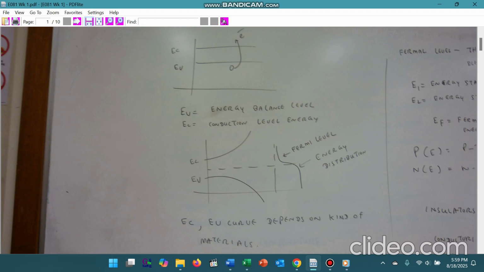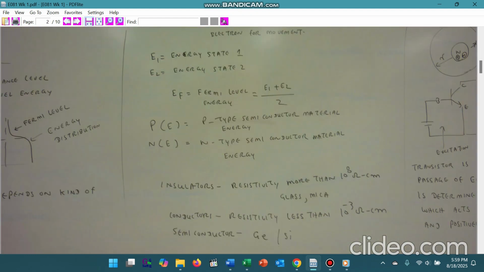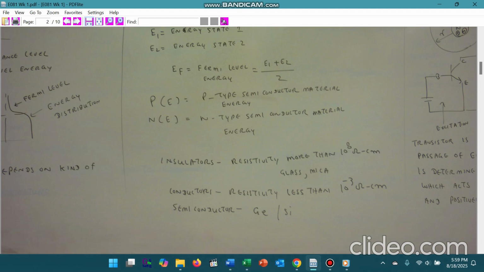This we call the Fermi level. Normally there are two states of energy. One is the valence band, another is the conduction band. The average of the energy of the two states will be the Fermi level energy. So depending on the kind of material, some materials absorb energy and electrons can easily move away. Some electrons cannot move because their binding force is strong. So this can determine the insulator and the conductor.